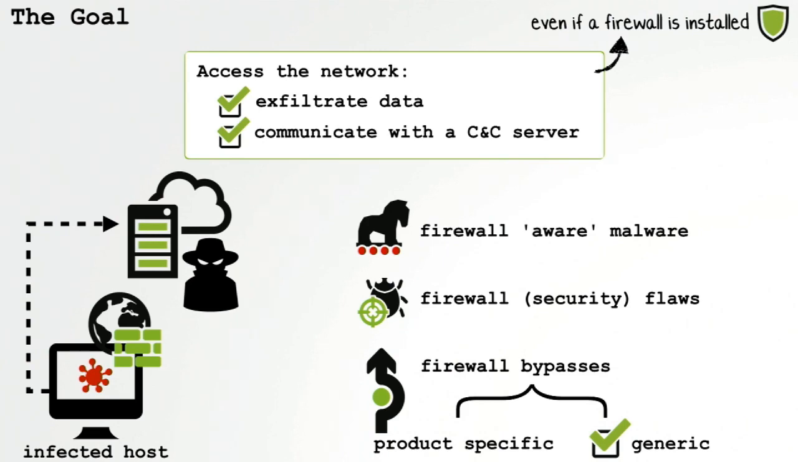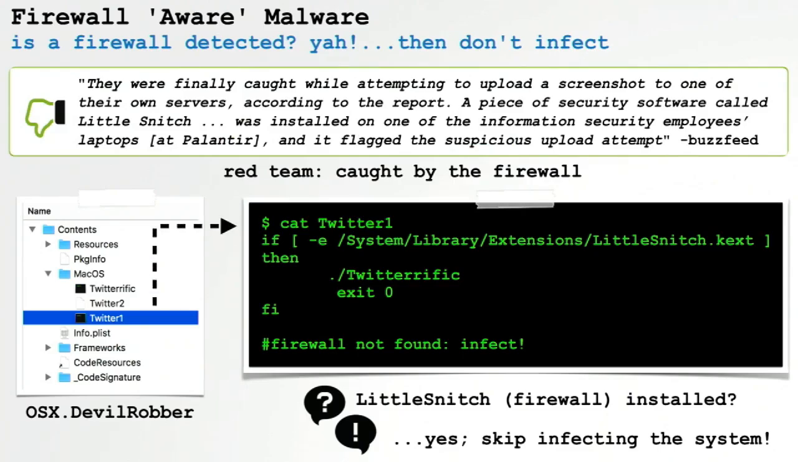So in this part of the talk, we're first going to look at some malware, firewall-aware malware. We're then going to talk about some exploitable security flaws in firewall products, and then end with talking about some firewall bypasses. So it's actually very important for malware to detect if there is a firewall on the box. Because if they don't, as we can see on the slide, this might be their undoing. The firewall might detect when the malware, which was previously undetected, connects out and thus alert the user that there's something suspicious on their box.